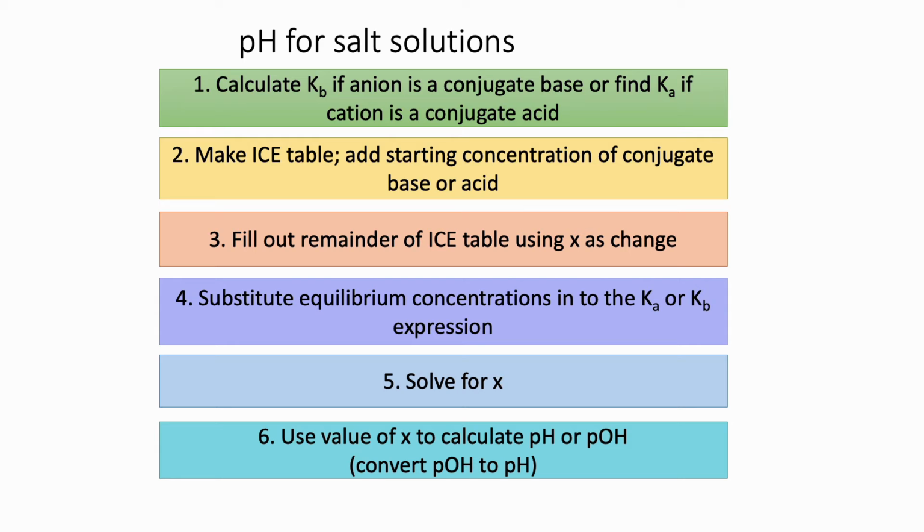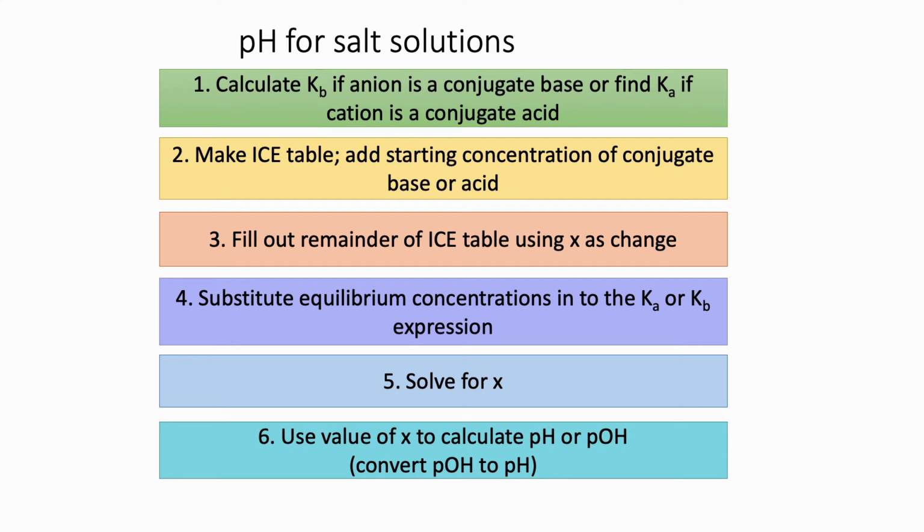After that, you go through the steps that we were using before of making the ICE table, adding the starting concentration, filling out the rest of the ICE table by putting in X for change, substituting in equilibrium concentrations to the Ka or Kb expression, whichever one is appropriate, solving for X, hopefully with a shortcut, although it may not be that way, and then using your value of X to calculate either pH or pOH, depending on whether you have an acidic solution or a basic solution.